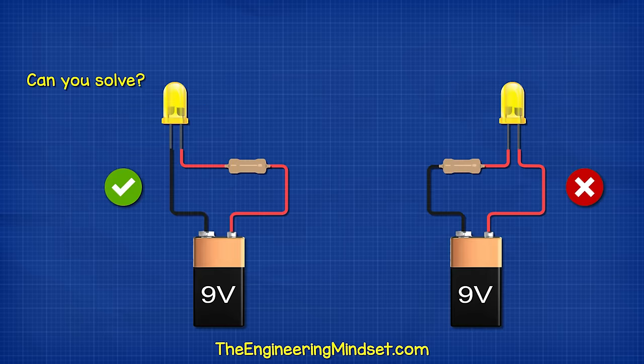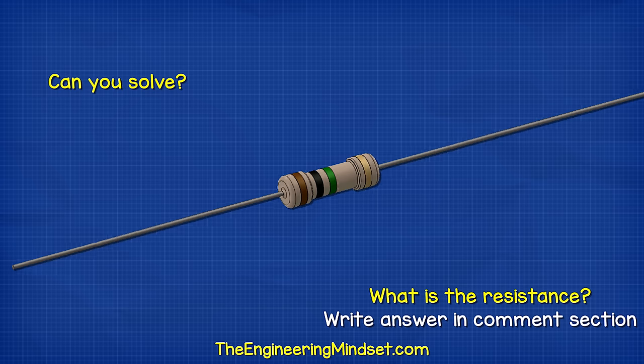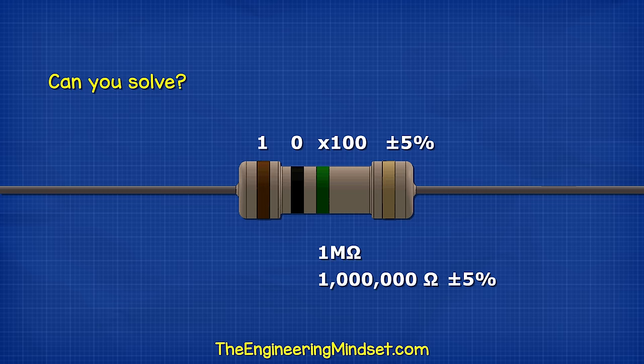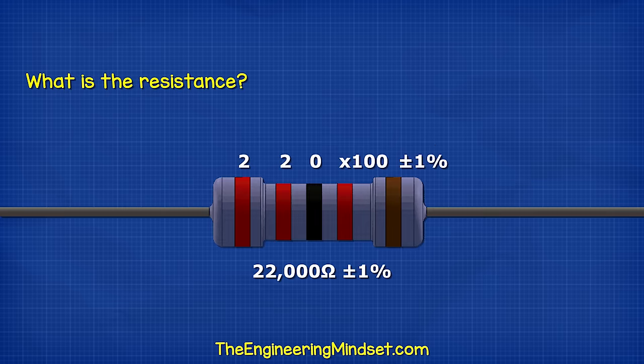Okay, so to answer the questions, the resistor can be placed before or after the LED. It will not make any difference. The carbon film resistor has a rating of 1 megaohm, and the metal film resistor has a rating of 22 kiloohms.